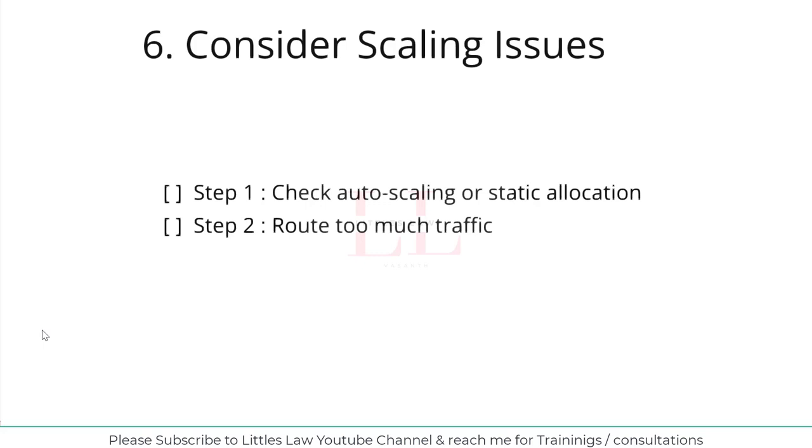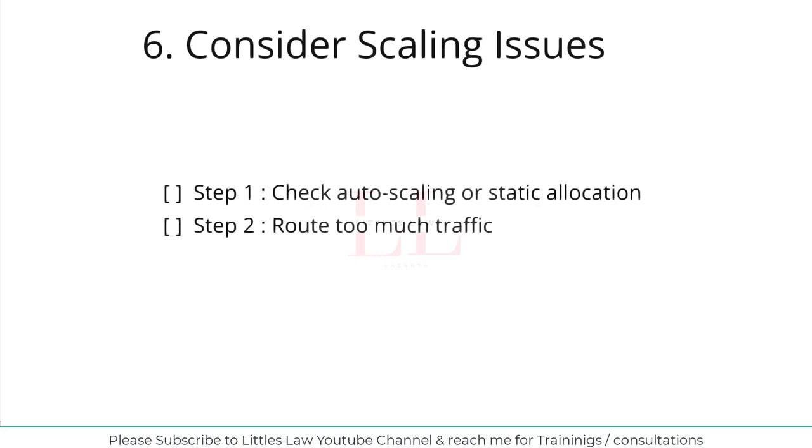So if auto scaling is not working properly, the load balancer might not know about the new servers, and it could send too much traffic to the servers that are already up and running. So there is no use of auto scaling. Even though you have more servers, they are not being utilized because they are not known to the system. The load balancers do not know about the new servers.